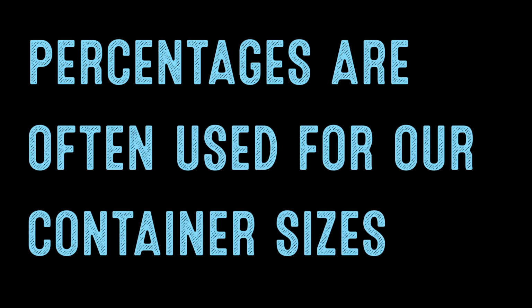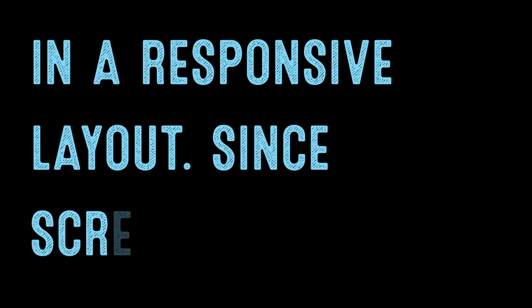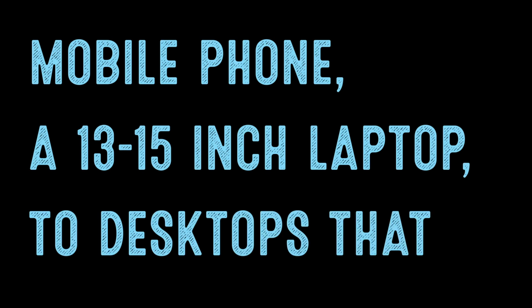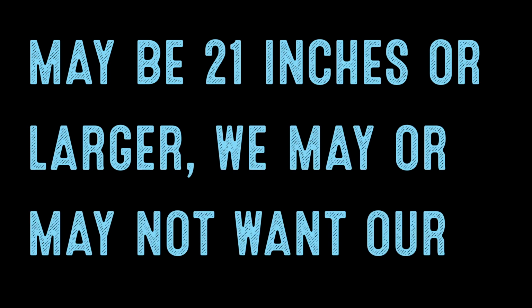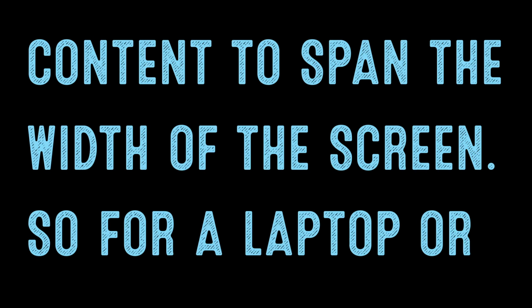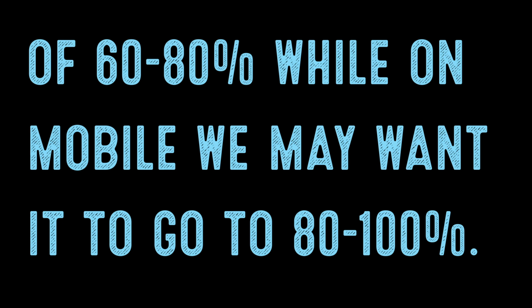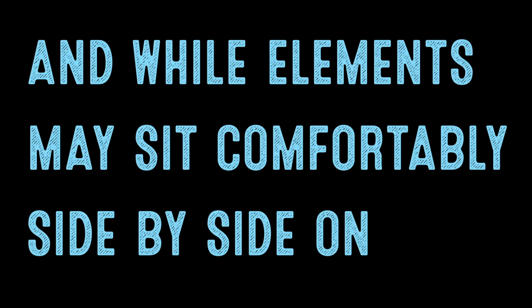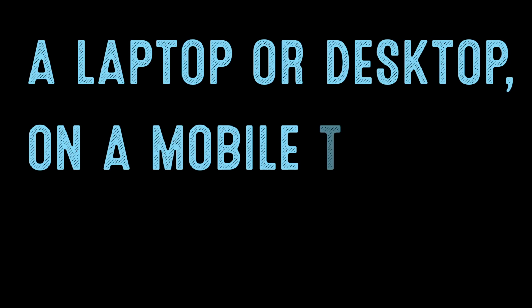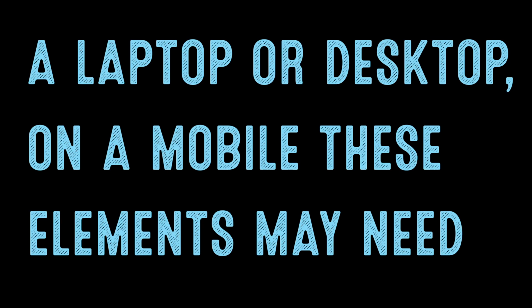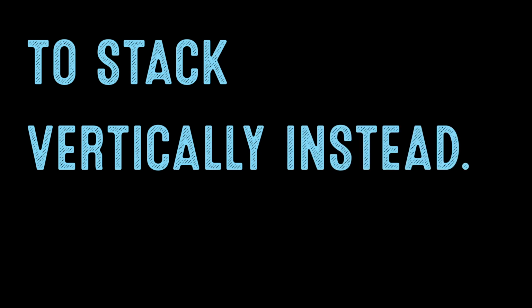Percentages are often used for our container sizes in a responsive layout, since screens can be our mobile phone, a 13 to 15-inch laptop, to desktops that may be 21 inches or larger. We may or may not want our content to span the width of the screen. So for laptop or desktop, we may want to limit our content to a width of 60 to 80%, while on mobile we may want it to go to 80 to 100%. And while elements may sit comfortably side by side on a laptop or desktop, on a mobile, these elements may need to stack vertically instead.